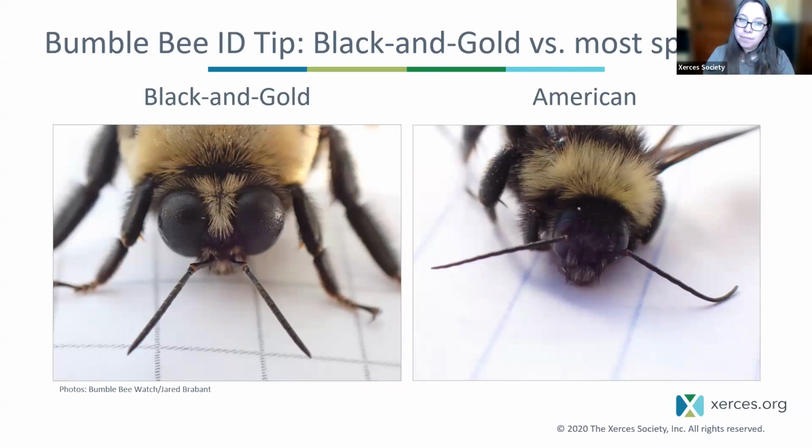For the males, the males are hard to mix up with other bumblebee species just because they have those giant eyes. Lots of males of other bumblebee species don't have those huge eyes. So here we have a black and gold male, and here we have an American bumblebee male. And although black and gold and American females are really easy to mix up, the males aren't because those huge eyes are so apparent.